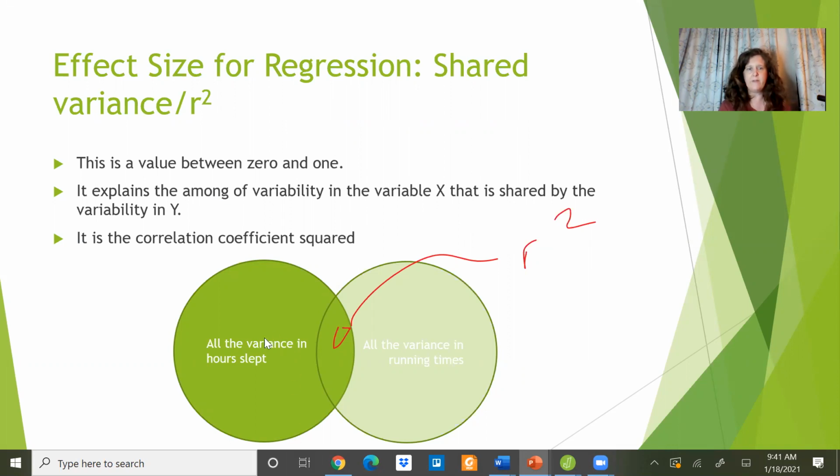So in my example from before, maybe all of the variance in hours slept is 100% of the variance, and all of the variance in running times is 100% of the variance. And then remember your old Venn diagrams from outside this class, that overlapping circle is like r-squared.